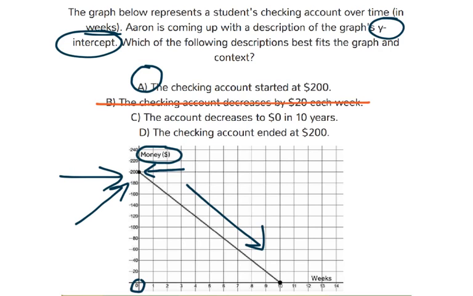C, the account decreases to $0 in 10 years. Well, first it says 10 years, so that can't be right, but it is decreasing down to zero at some point, but that has nothing to do with the y-intercept.